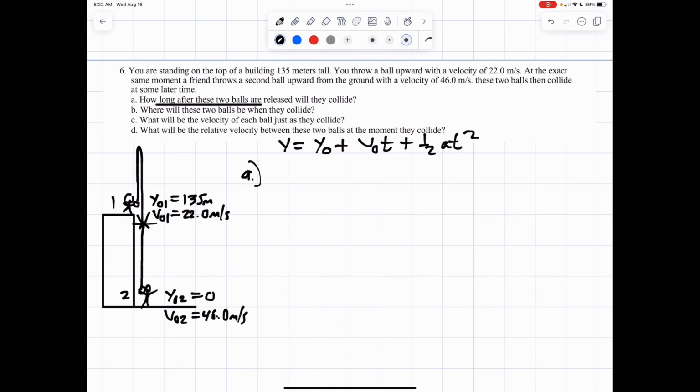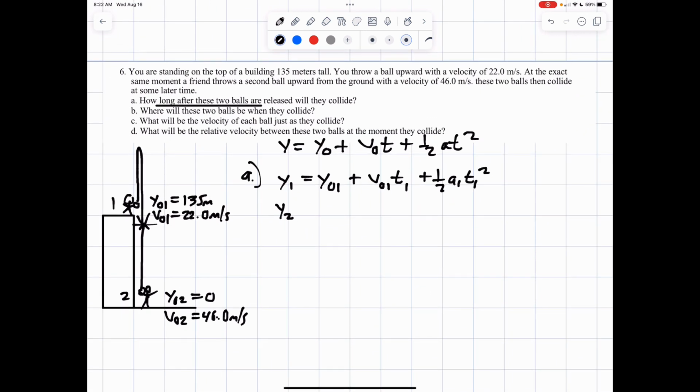Now, we would just write this kind of like this. y1 would equal y naught 1 plus v naught 1 t1 plus 1/2 a1 t1 squared. So I'm just giving a 1 subscript to everything, right? And then same thing here, y2. Hold off on y2 real quick. With y1, okay, that's the top person.